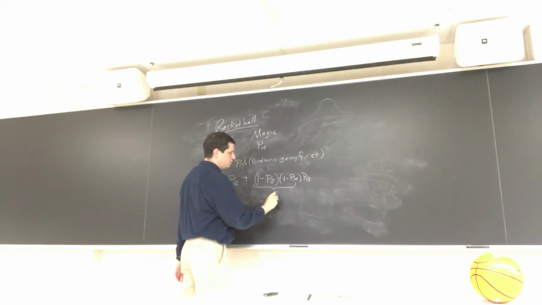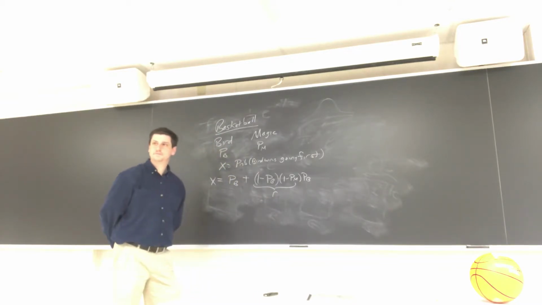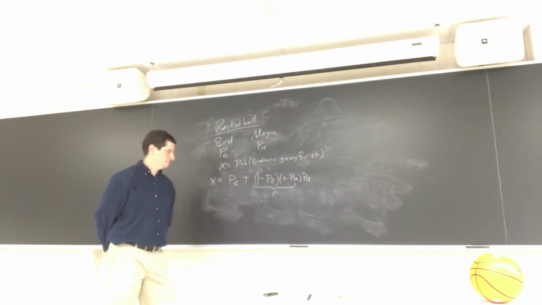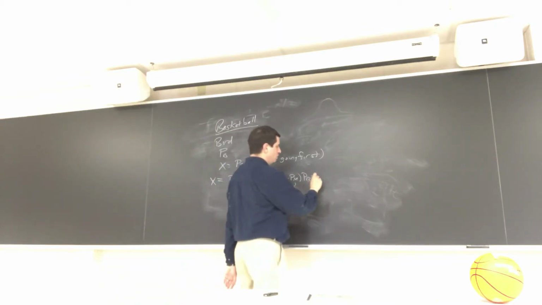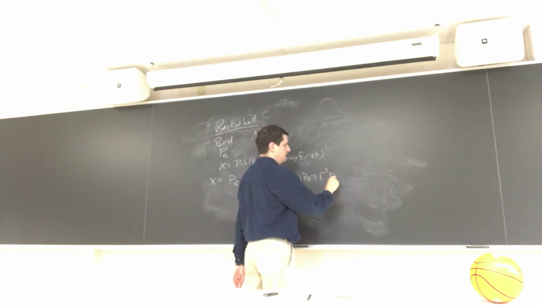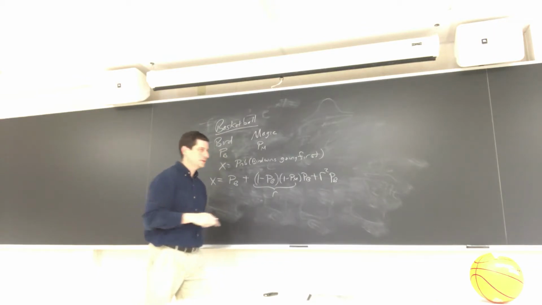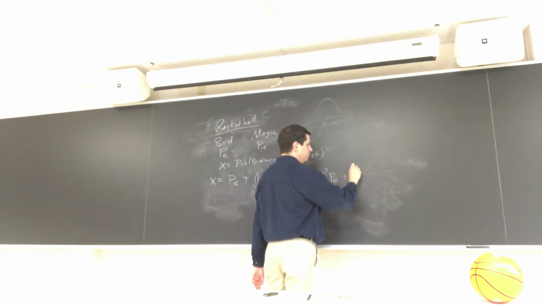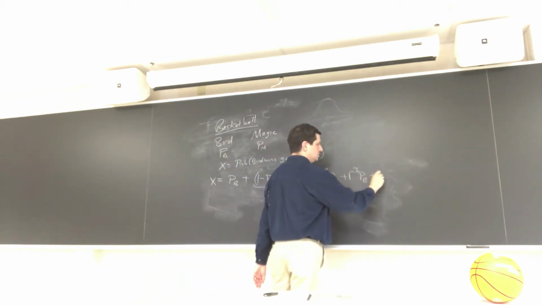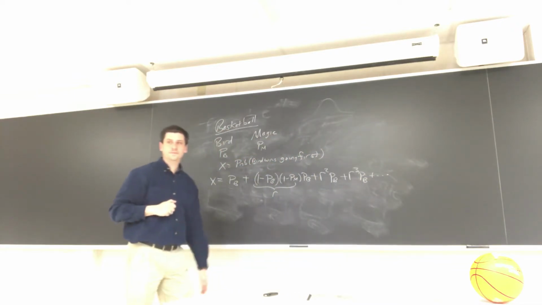It's better to just call that R, the probability they both miss. And then the next one would be R squared P sub B, since each has to miss twice. And then R cubed P sub B, and so on and so on and so on.